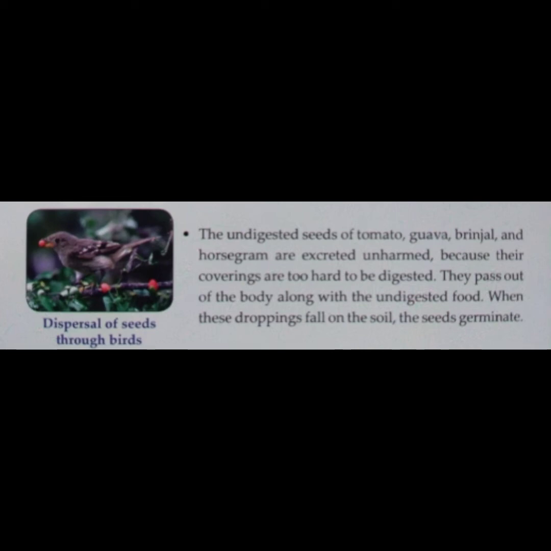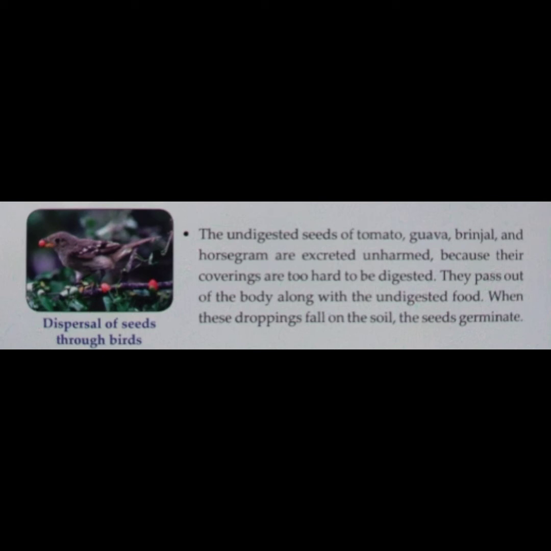As I already said, some fruits are eaten by animals and human beings also. So when we are moving, we are eating the fruit and we are just dispersing the seeds, throwing away the seeds from one place to another place. But a few animals, especially a few birds, will eat the fruit along with the seed. The undigested seeds of tomato, guava, brinjal, and horse gram are excreted unharmed because their coverings are too hard to be digested.